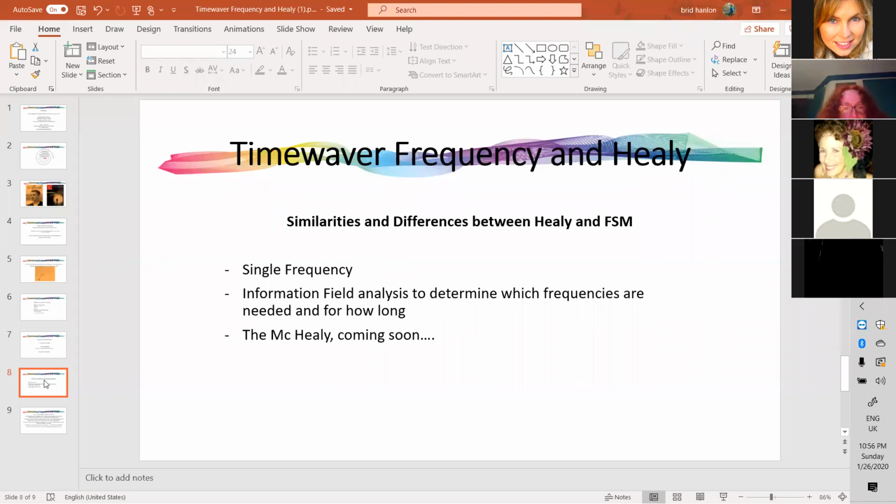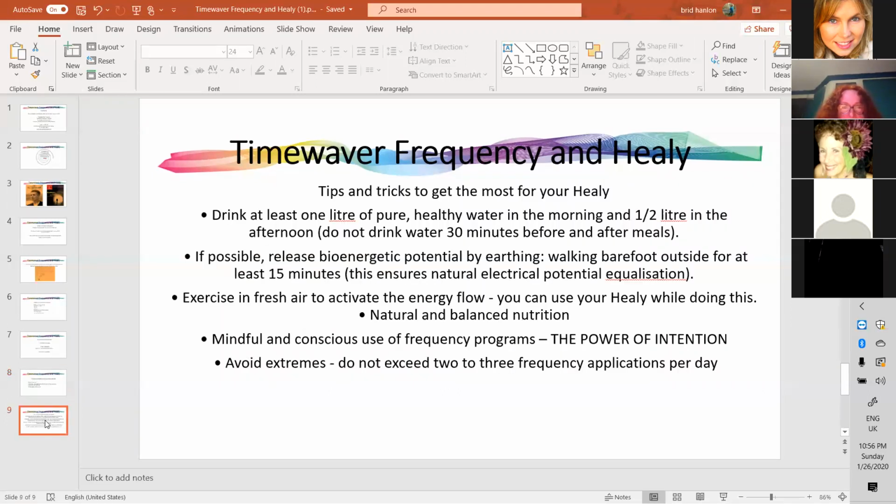But it will look different and function differently to your Healy. So it will be a different device. Your Healy will not be adaptable, but your Healy will still be fantastic for doing what it does. I want to finish with some tips and tricks to get the most out of your Healy.